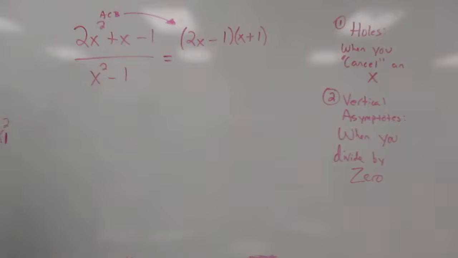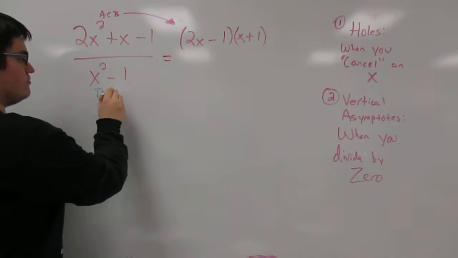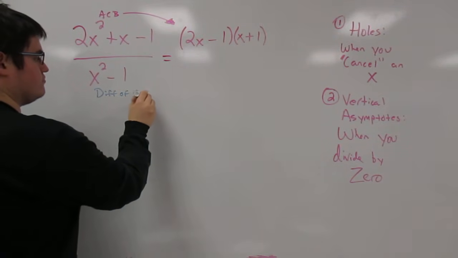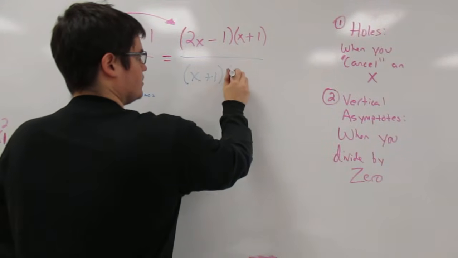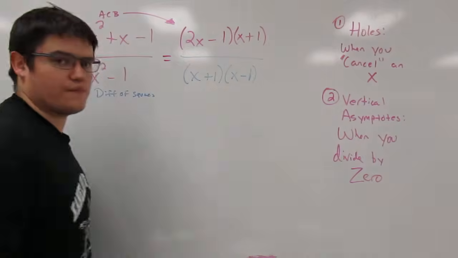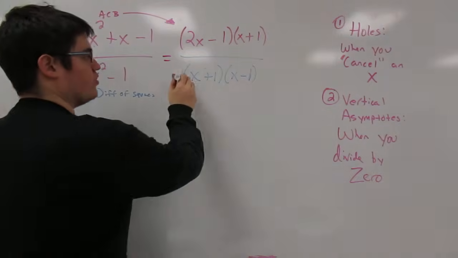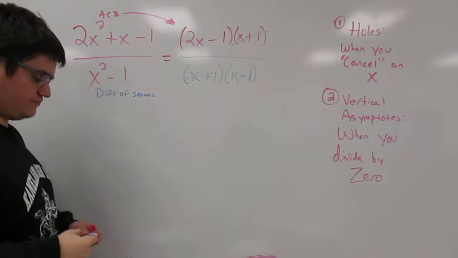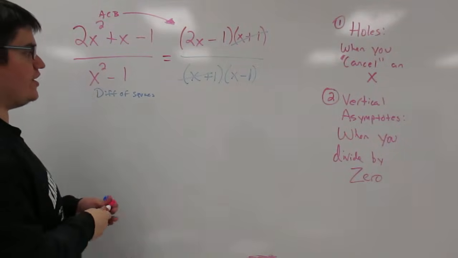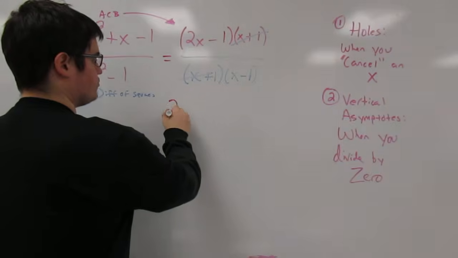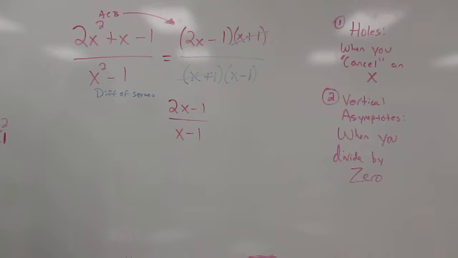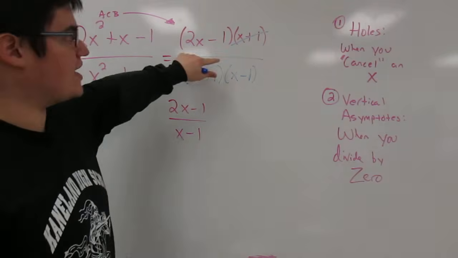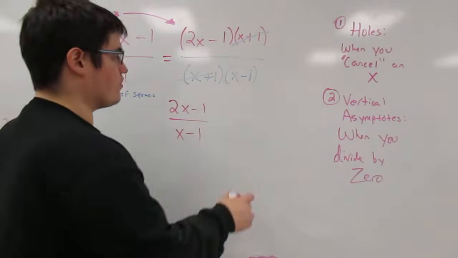Okay? Then looking at the bottom of the denominator here, well, this is just a difference of squares. So this is x plus 1, x minus 1. Now I see I have an x plus 1 in common. Let's cancel those out. So I'm left with 2x minus 1 over x minus 1. Nothing else cancels out. But I did cancel out an x plus 1, so that created a hole.